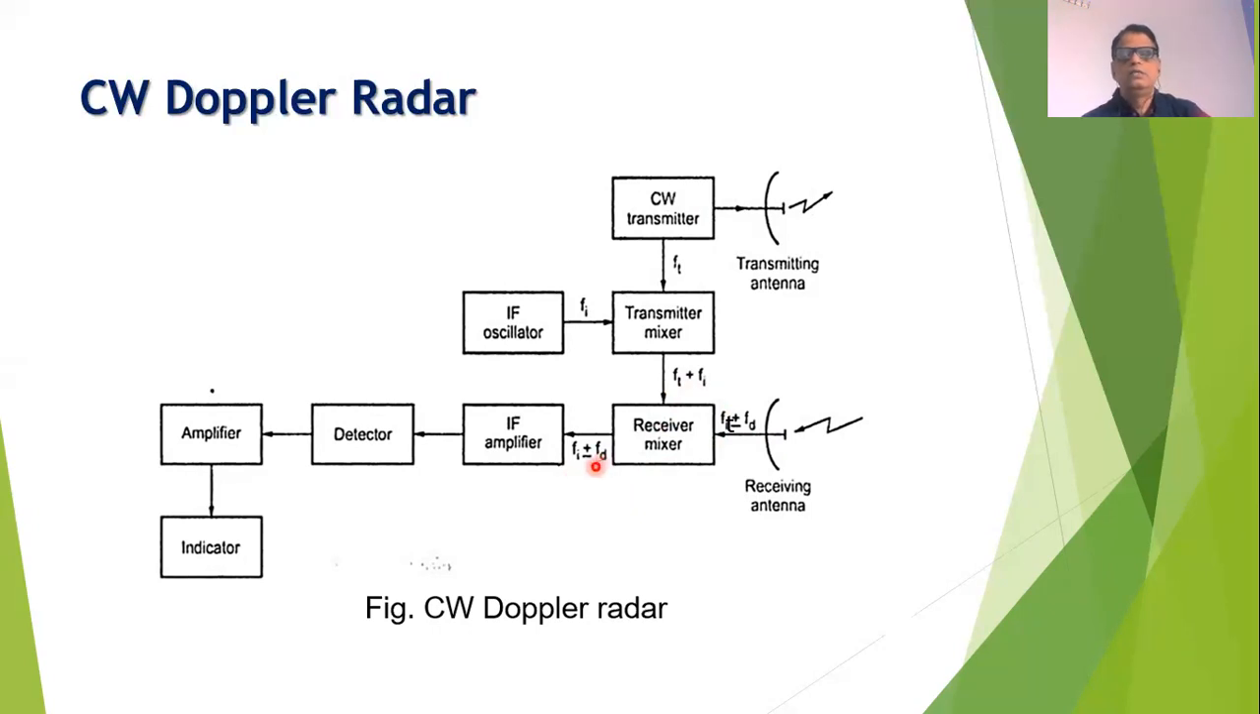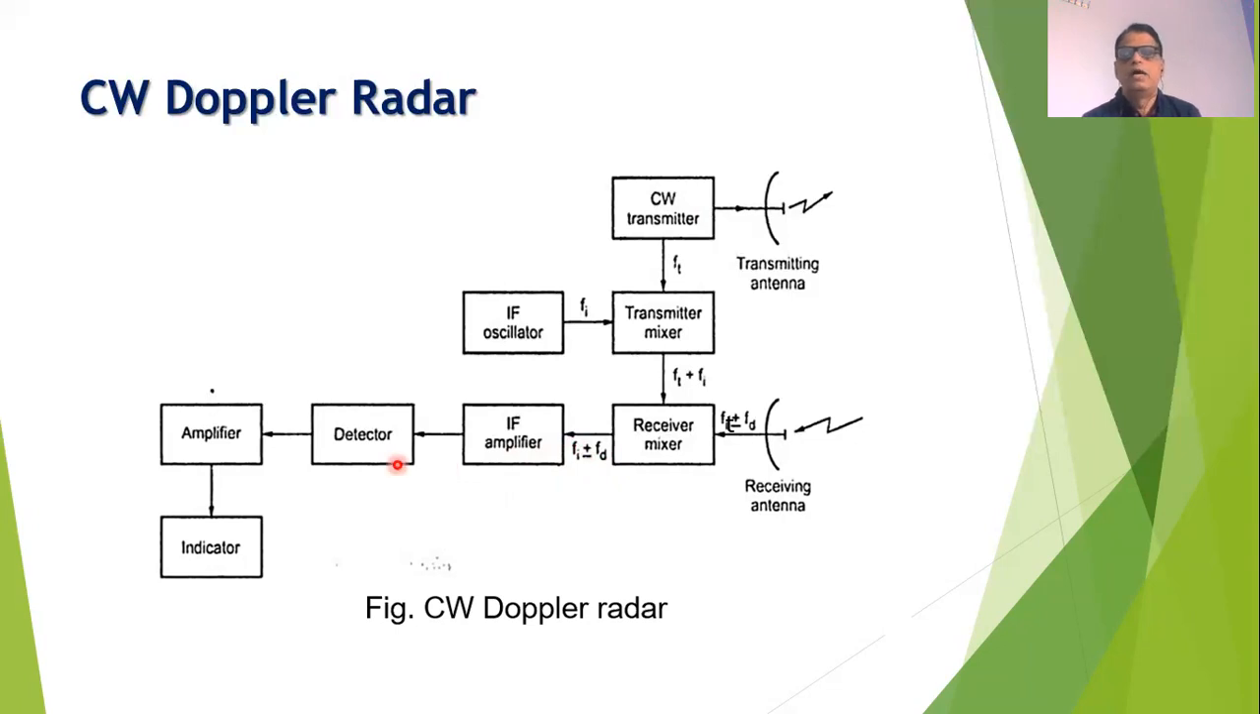This signal is very close to the intermediate frequency signal because the radar intermediate frequency is in megahertz, and the frequency deviation or change in the frequency is only in hertz, and therefore this signal is very close to the intermediate frequency signal. This signal is further amplified by the IF amplifier. So we have 2 to 3 stages of the intermediate frequency amplifier, and the strength of this signal is increased.